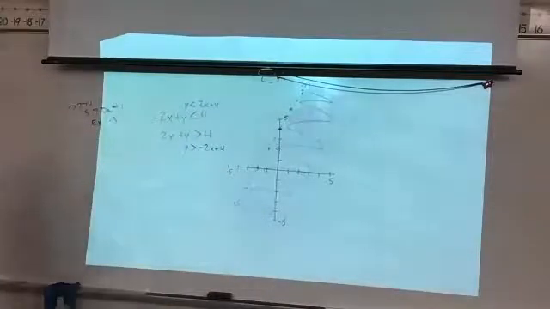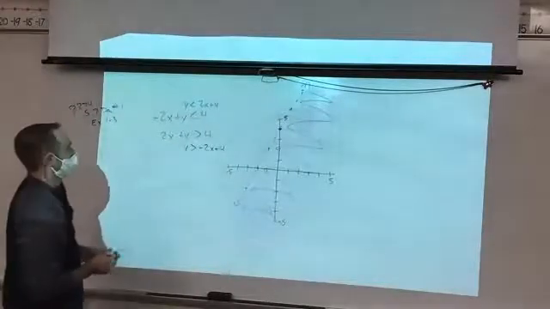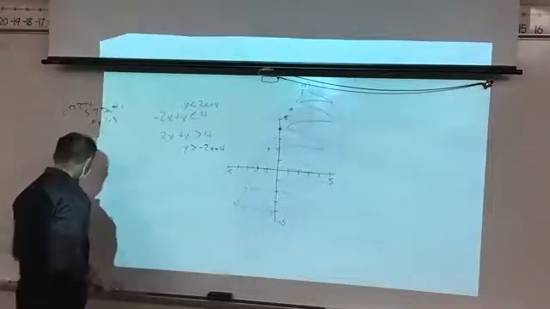Now, if you're using a pencil or something, you can shade better than me. I just don't want to ruin my entire marker. So that's our graph of the first one.